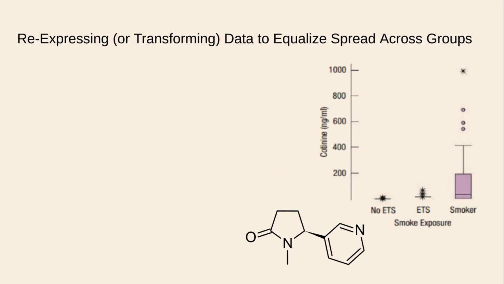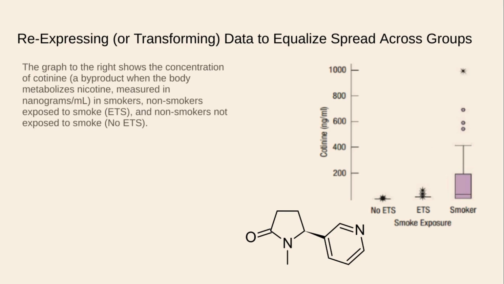All right. I love this example. This is a great example. Okay? Re-expressing, transforming data to equalize spread across groups. Okay? This is a situation in which data re-expression is absolutely essential, or else this graph and these data are useless. Okay? This is a wonderful example from our textbook, and here we go.